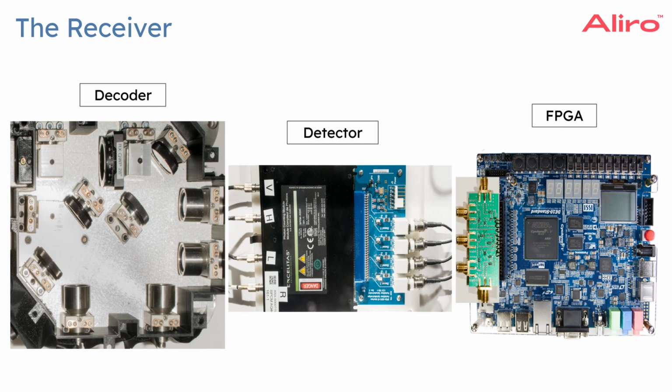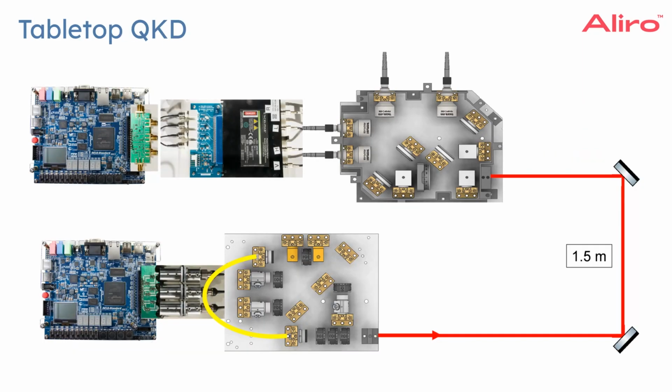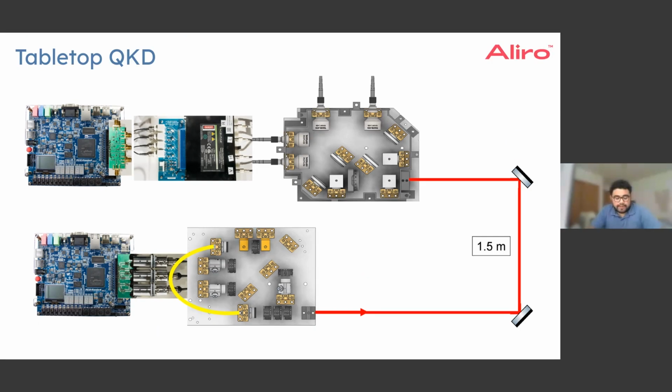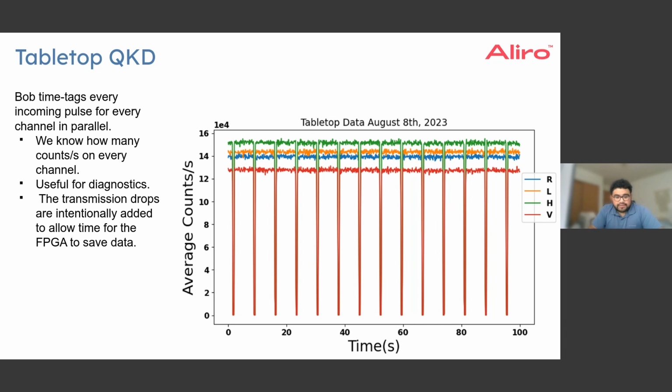And so this is actually the entire QKD system for Alice and Bob. And in practice, all you need to do is put it together in free space. And we do this by setting them on an optical table and aligning them to each other using some mirrors. And we do this at a distance of about 1.5 meters. We then run our experiment, and we're able to collect data on Bob's side. And what does that actually look like? Well, this is what the data actually looks like in the experiment.